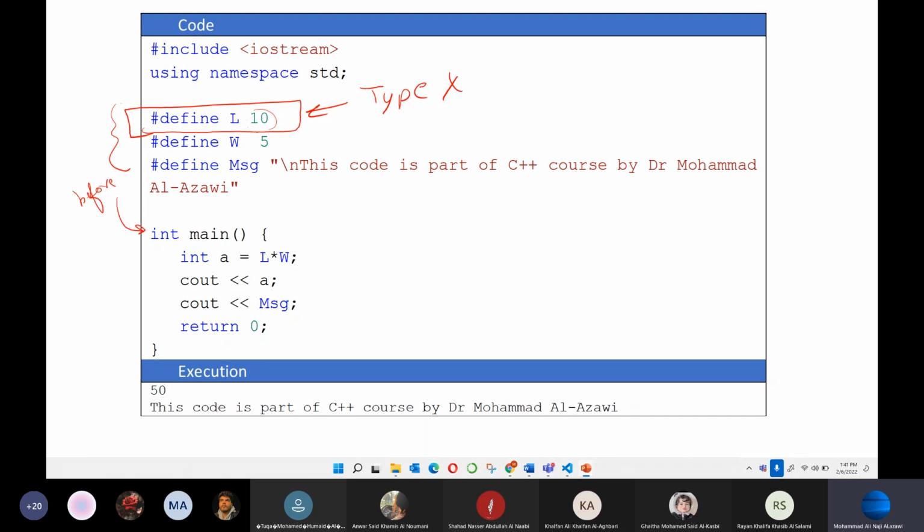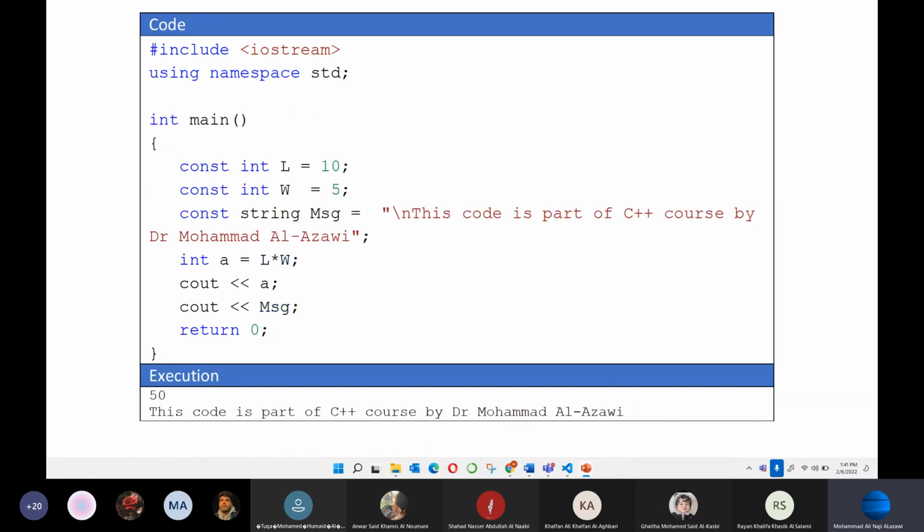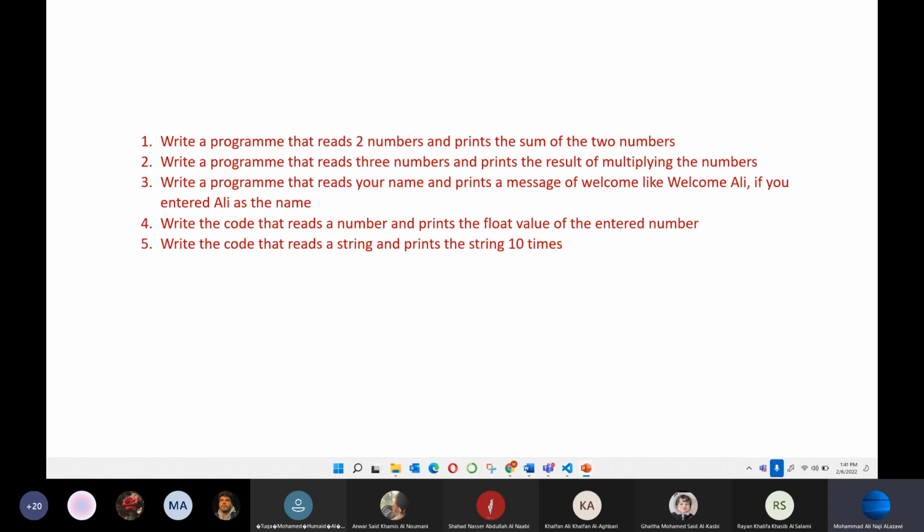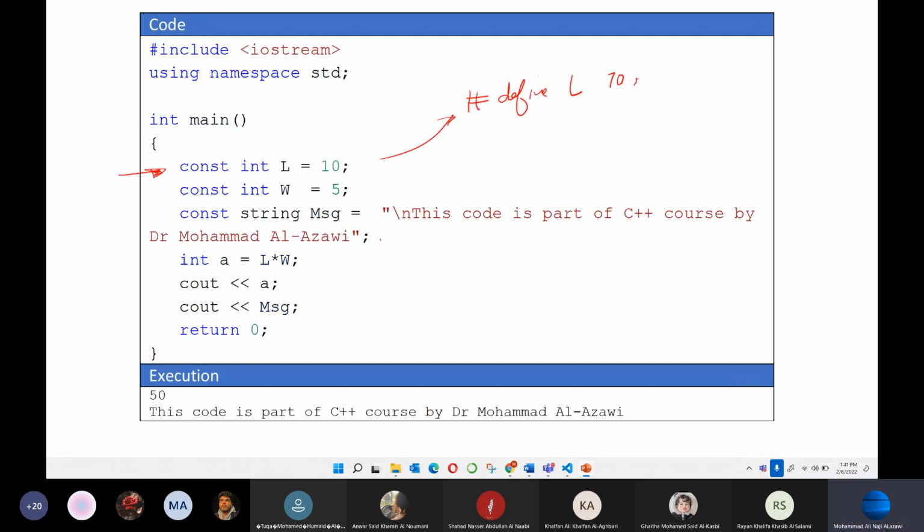The other way, which does the same thing, is to define them in the main function using the keyword constant. Constant integer L equal 10. Compare it with the previous one. We wrote only hash define L space 10. We don't have a semicolon. So this is equivalent to this one.